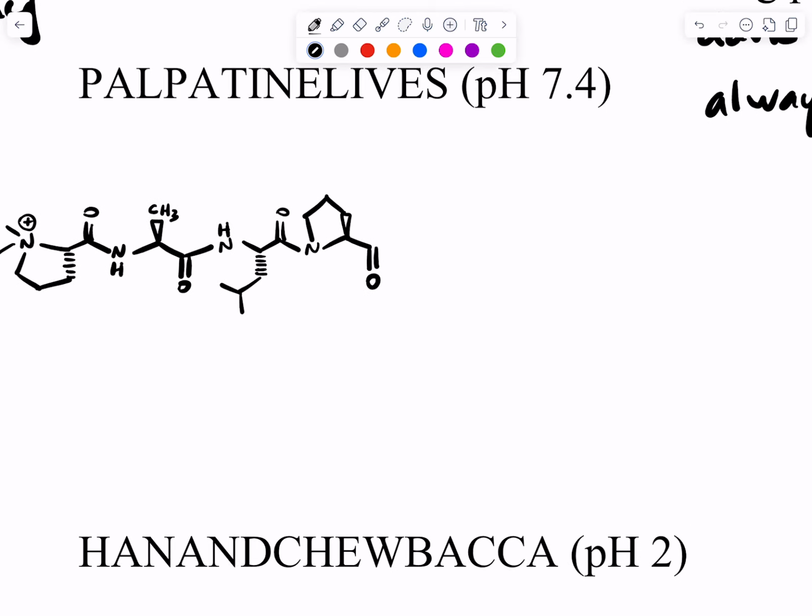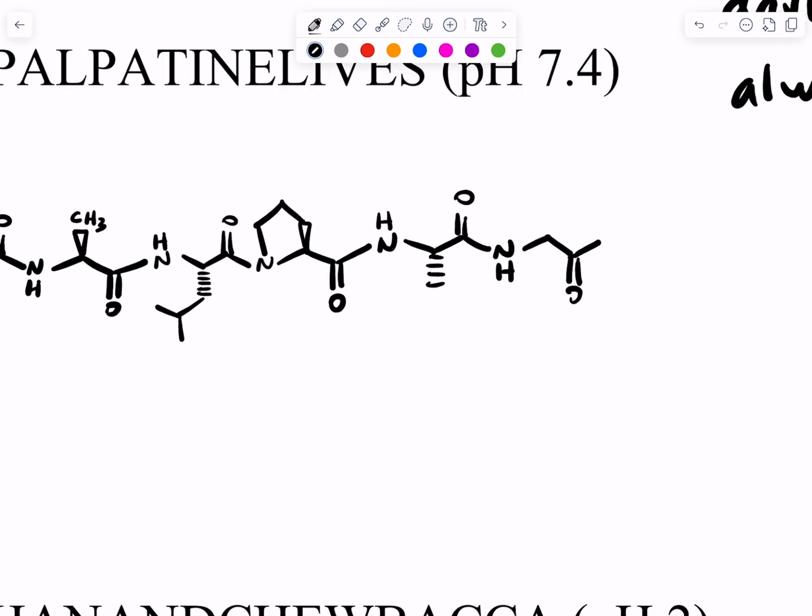So P-A-L-P, then I need another A. We already know what A is. And then I need a T. Threonine, what is its side chain structure?